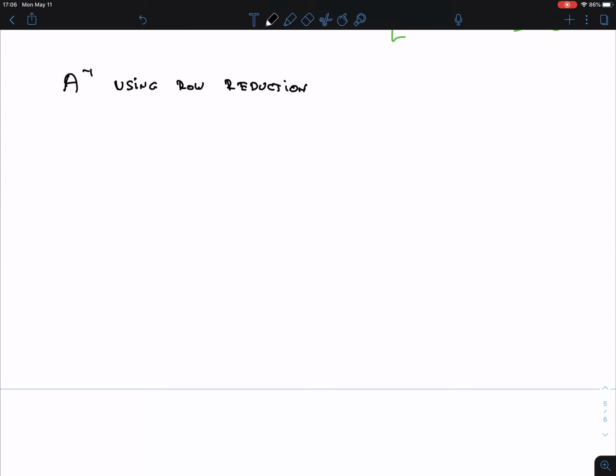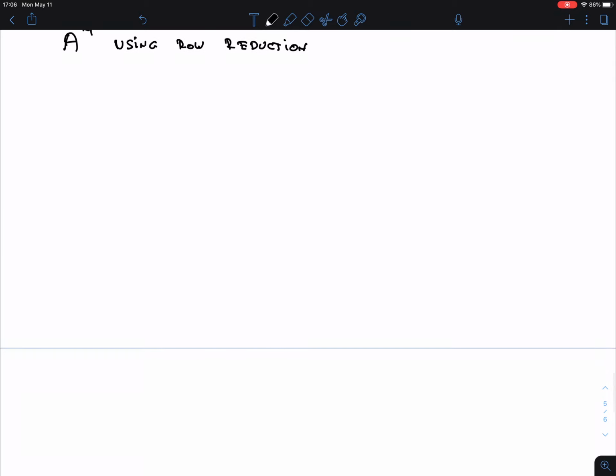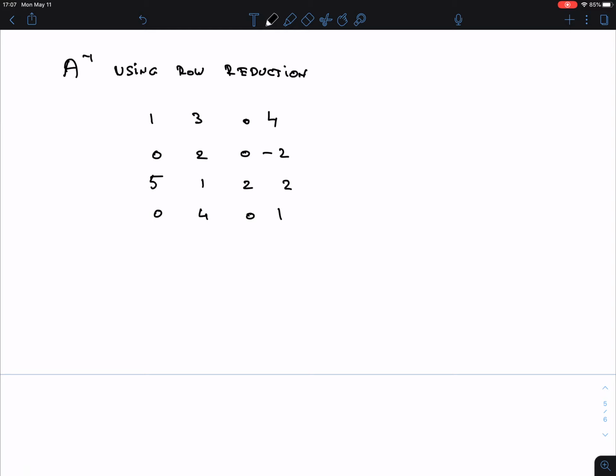Now I want to show you that in this kind of question, when it's about inverse of matrices, again, go look at homeworks and other places for more problems, but I'm just going to do one here. So here's my matrix: 1, 3, 0, 4, 0, 2, 0, negative 2, 5, 1, 2, 2, 0, 4, 0, 1. And what I wanted to show you is that when it comes to inverse of matrices, it's hard to not have fractions. You'll see, fractions will happen.